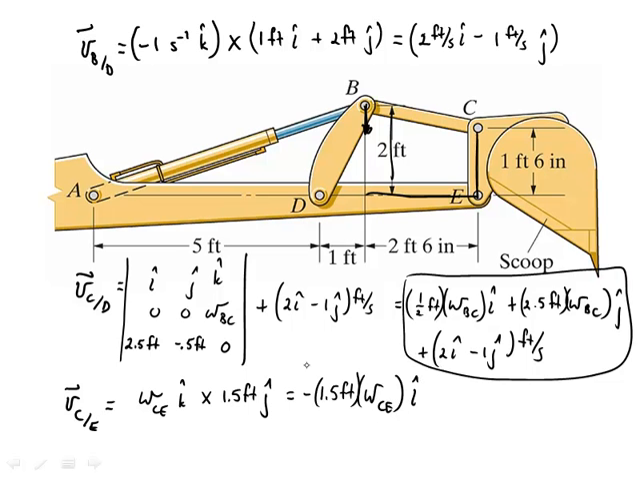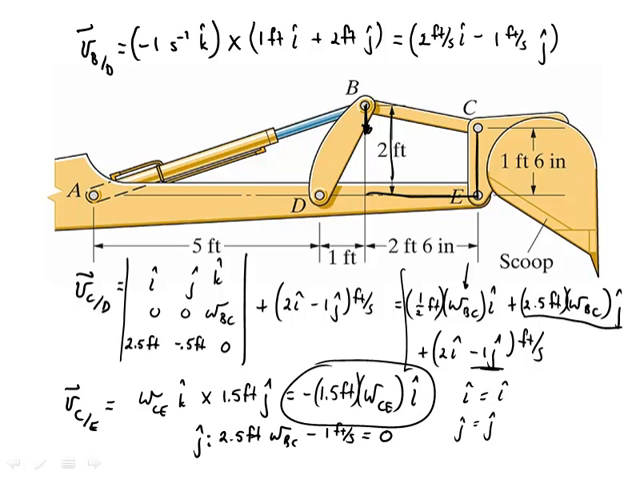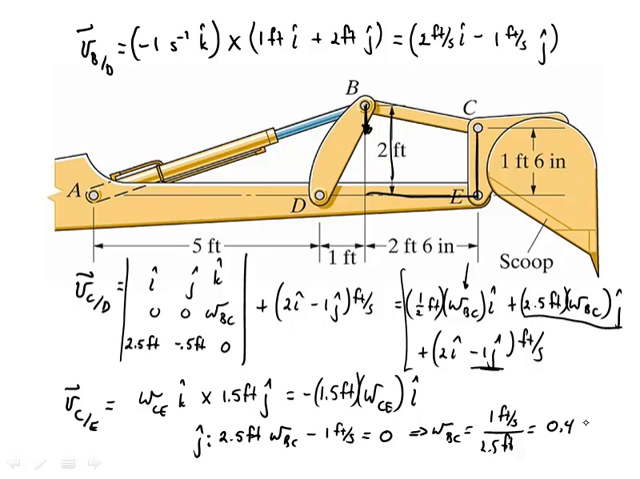And then I'm going to take this term and this term, and you notice there's two unknowns, omega CE and omega BC. I'm going to set them equal to each other. But I know that this is really two equations, because I'm going to set i equal to i and j equal to j. As a matter of fact, I can see that there is no j component for omega CE. So if I look at the j component right in here, I've got this term plus this term. So that tells me, looking at the j component, 2.5 feet omega BC minus 1 foot per second equals, there's no j component here, so that must equal 0. And so I know that omega BC equals 1 foot per second divided by 2.5 feet, which is 0.4 seconds to the minus 1.